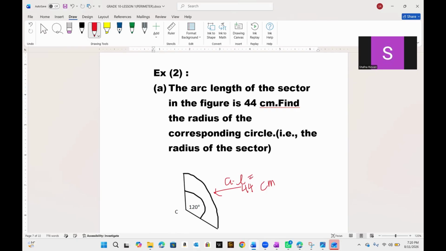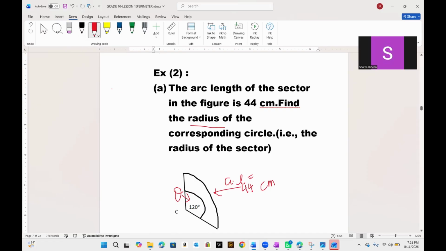When the arc length is 44 centimeter, they have given you the angle at the center, which is 120 degrees. So the angle at the center is 120 degrees and the arc length is 44 centimeter. Now find the radius of the corresponding circle. If you want to find it, how can you find it? You can use the formula and then you can find it.